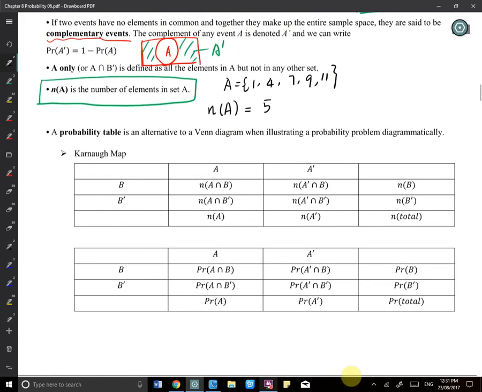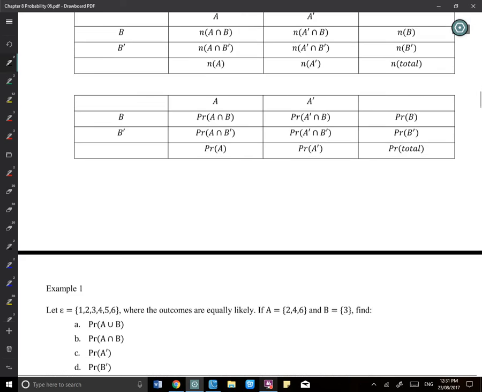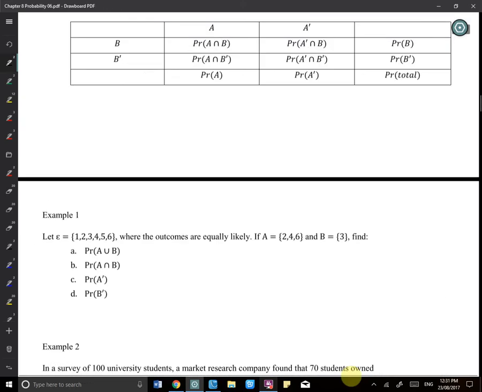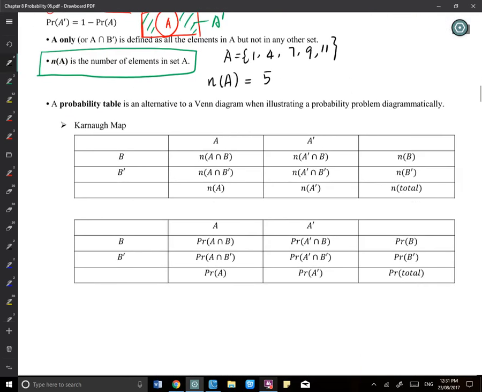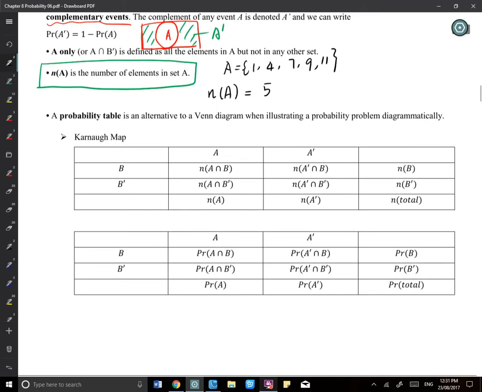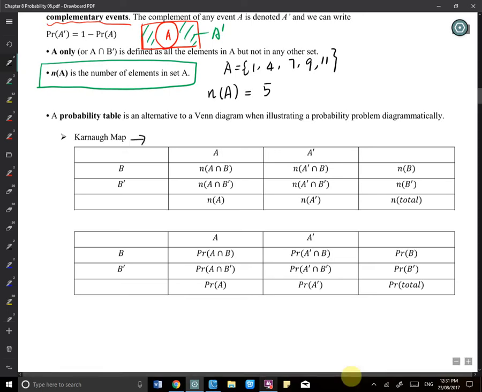Next one is called a probability table, or we also call it a Karnaugh map. So what is this table doing? What is the good thing about this table? Well, it's only used when there are 2 events. It only works when there are 2 events. If there are more events, it's not going to work.